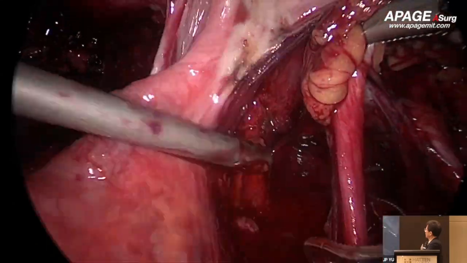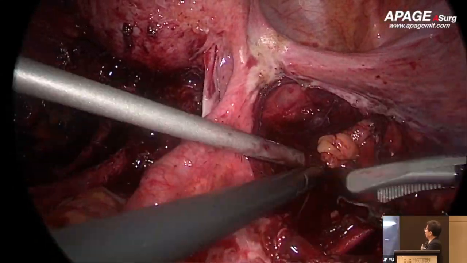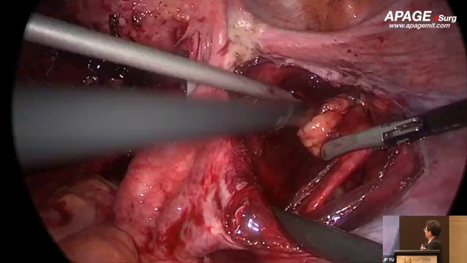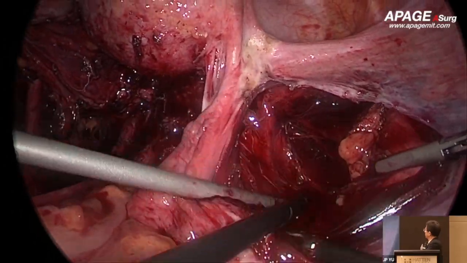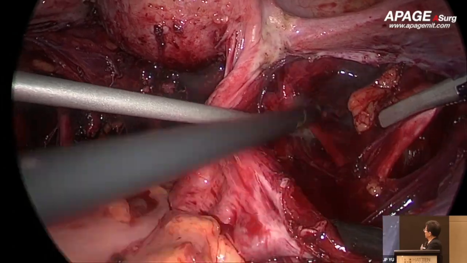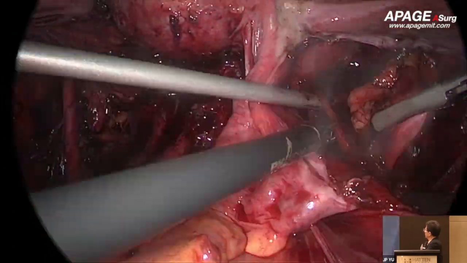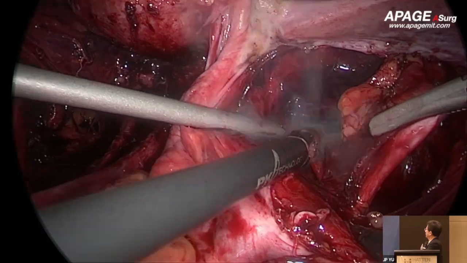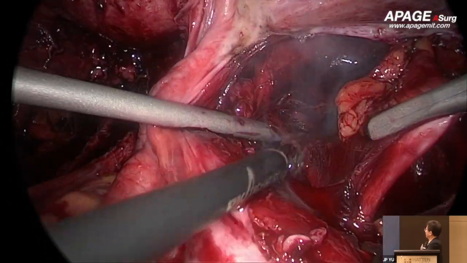So, okay, here is the uterine artery. It always looks positive. That is not the lymph node. That is the uterine artery. Okay, again, looking forward, there is not any ICG positive node. Okay, so we identify the uterine artery and coagulate it and dissect it.